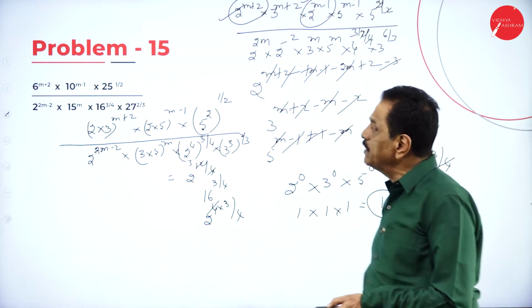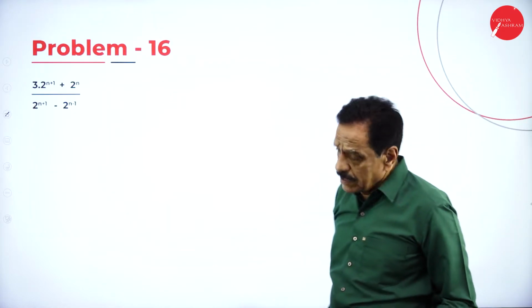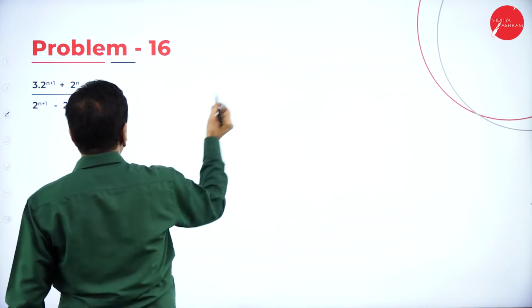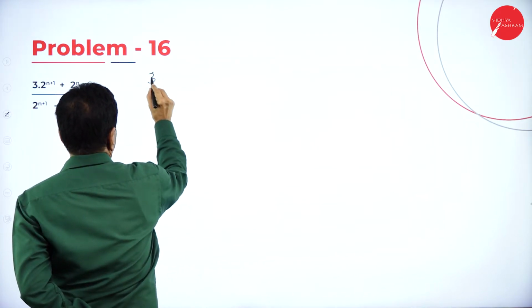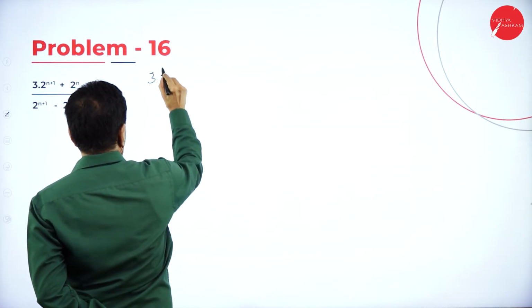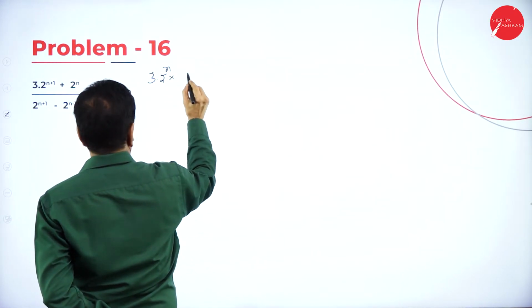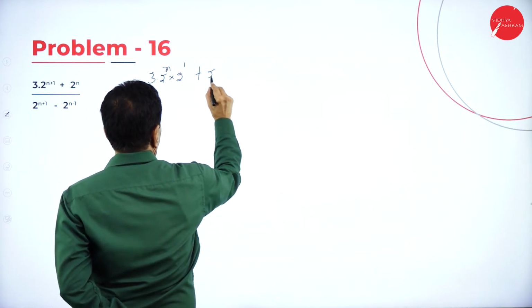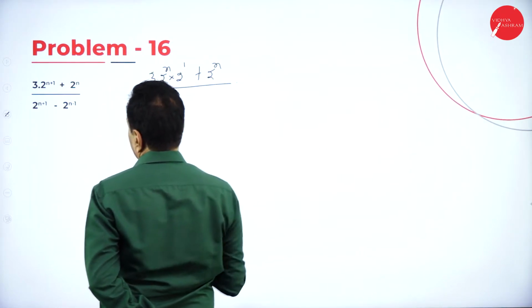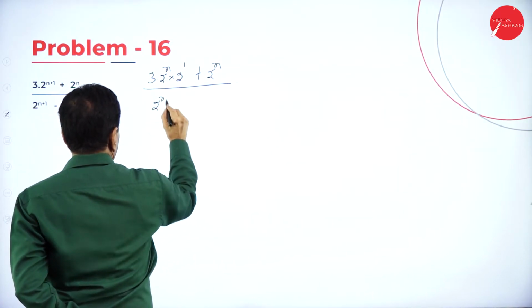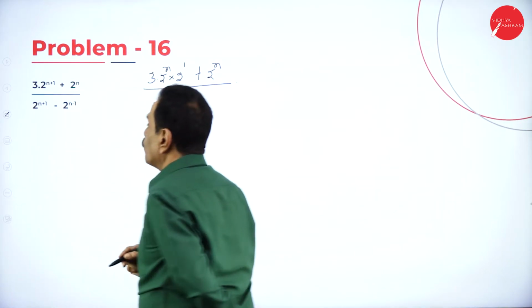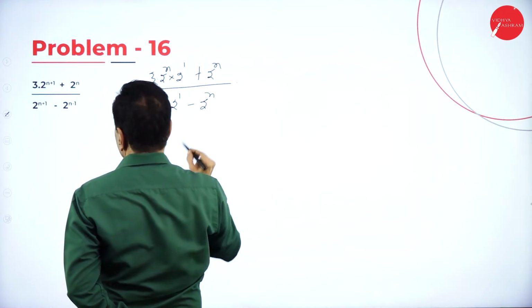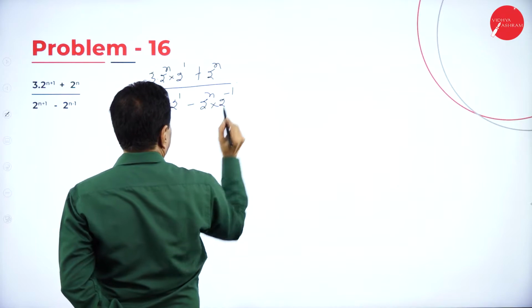So we'll go to the next one. This is simplify. 3 into 2 to the power of n can be written as 3 into 2 to the power of n into 2 to the power of 1 plus 2 to the power of n, divided by 2 to the power of n into 2 to the power of 1 minus 2 to the power of n into 2 to the power of minus 1.